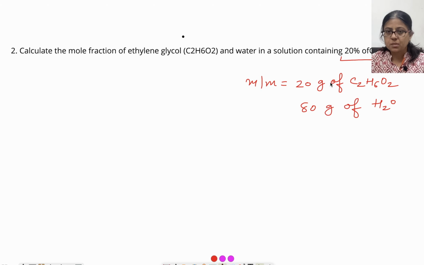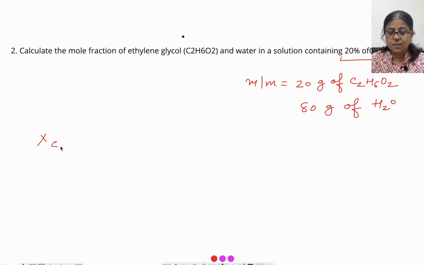There are two components in the solution, ethylene glycol and water. If the mass percentage is given, then 20% of ethylene glycol means 20 gram of ethylene glycol is present in 100 gram of the solution, or 80 gram of the solvent. Okay, so this is the mass present for both components in the solution. Now calculate the mole fraction value and apply the formula here. Mole fraction of ethylene glycol.